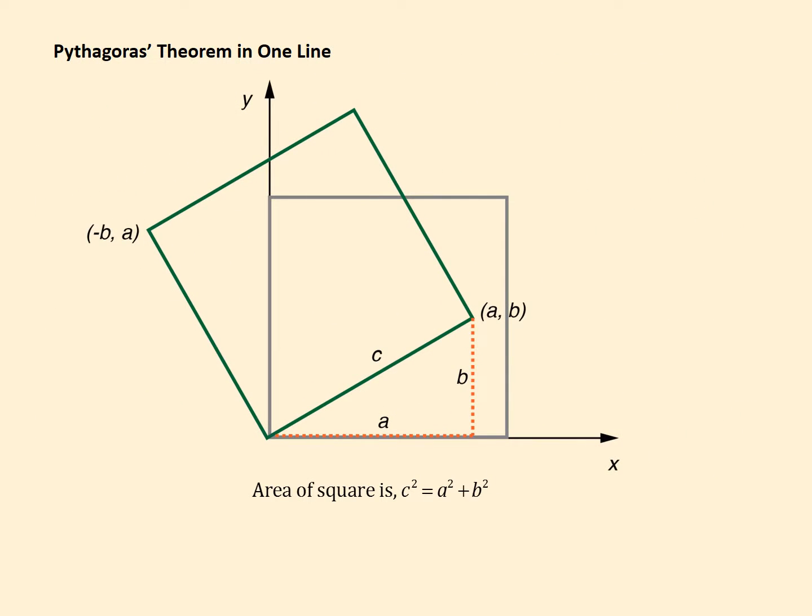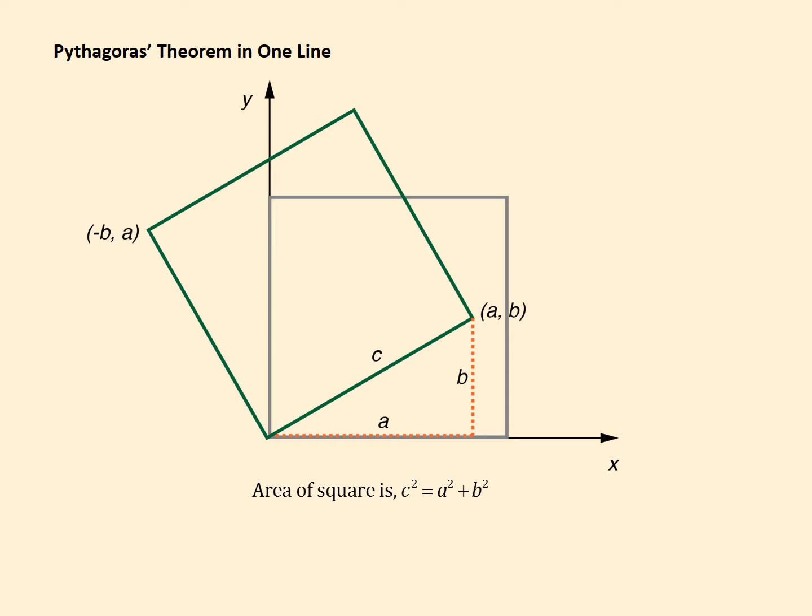This application of this rule is in a one-line proof of Pythagoras' theorem. So here we have a square which has been rotated with one corner remaining on the origin, and the side length of the square is c. And I've called the coordinates of that first corner (a, b), and it follows that the coordinates of the other corner are (−b, a).